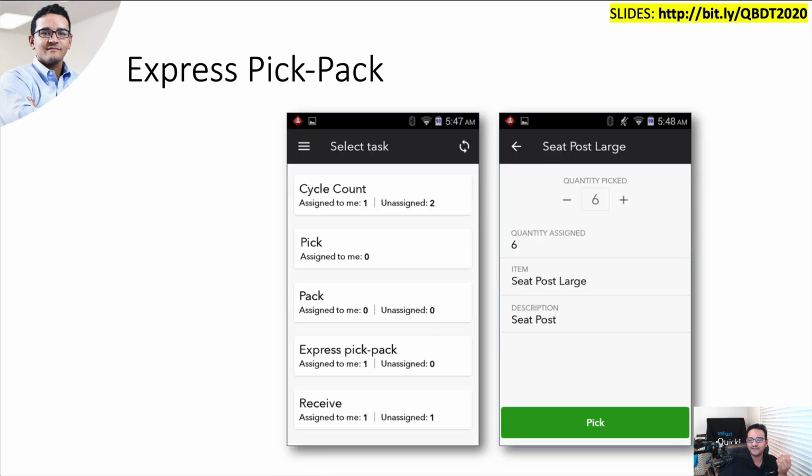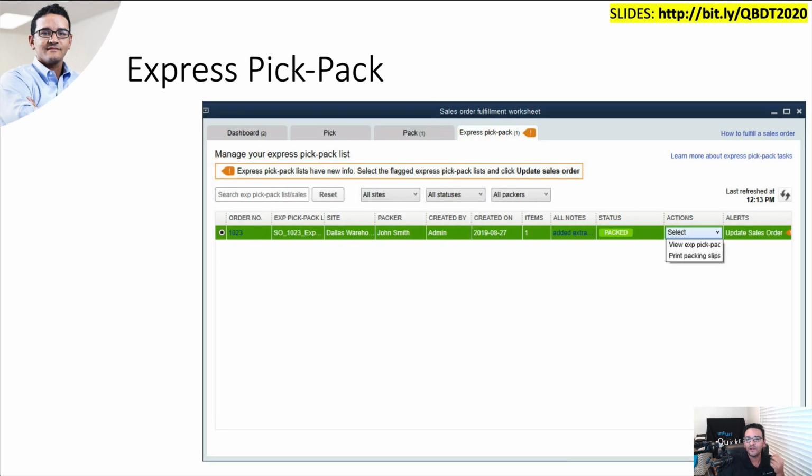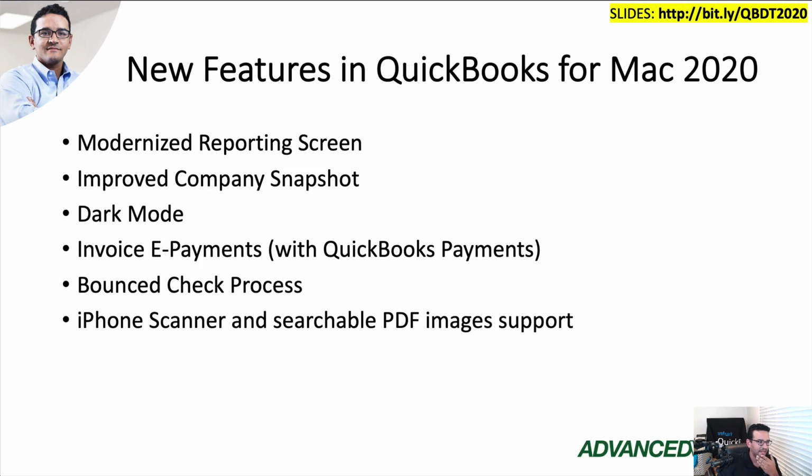So basically you have a sales order, you send it to Express Pick Pack. The person with the mobile device can pick it and put it in a box and tell the people in the QuickBooks world that this is ready to be shipped. And then they press pick, and this goes into this pick pack world that tells the QuickBooks user that they're ready to invoice. That's really, in a nutshell, what this Express Pick Pack is.